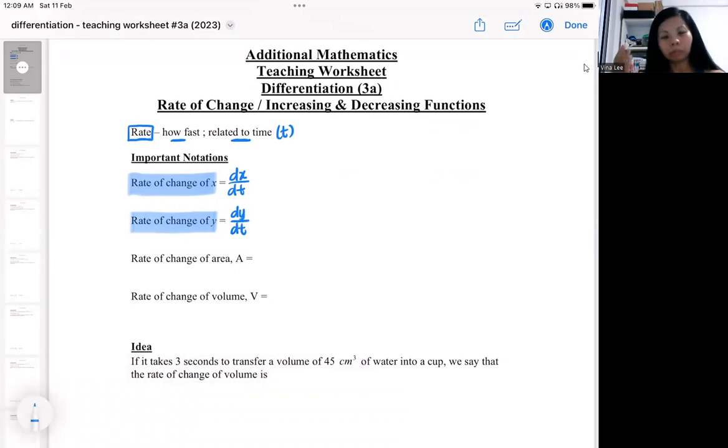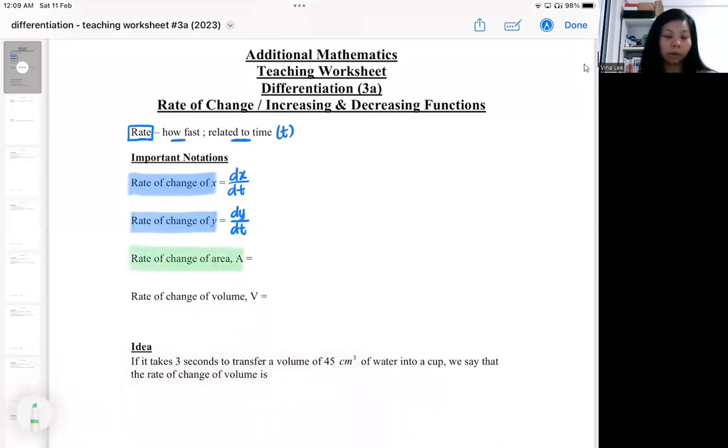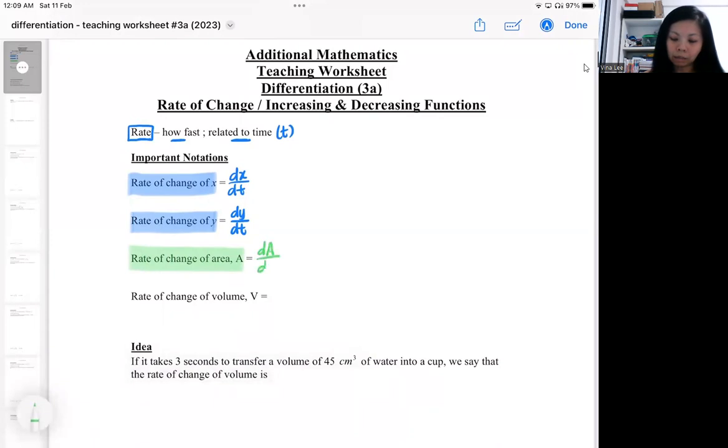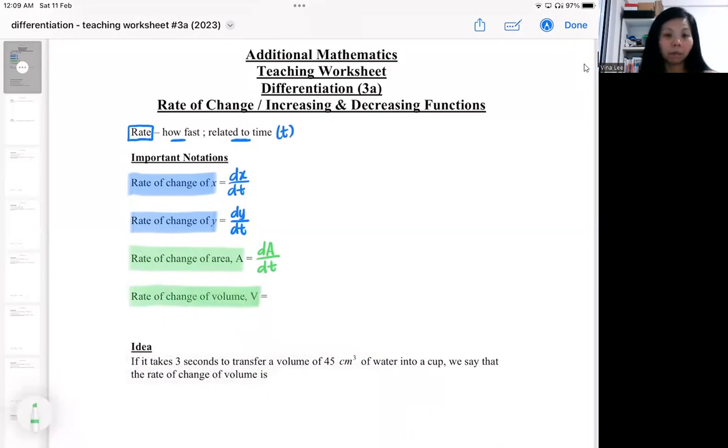Later on, in the next teaching worksheet, where you will be dealing with related or connected rate of change, you will have all the mensuration formulas coming in. You will be dealing with area and volume, so it gets more complex. For example, you can have rate of change of area. We usually use capital letter A for area, so that will be dA/dt. When it comes to the rate of change of volume, we use capital letter V for volume, then that will be dV/dt.